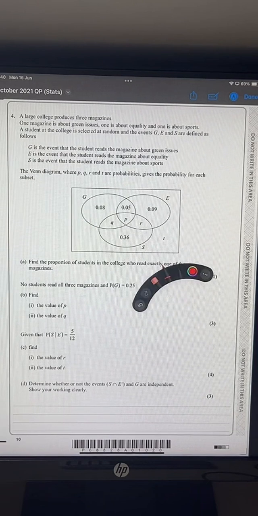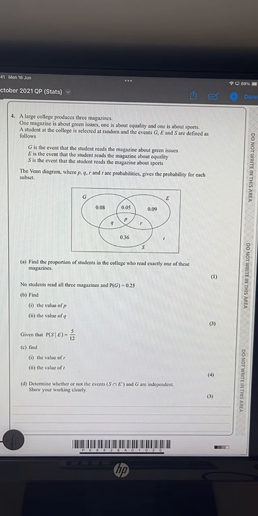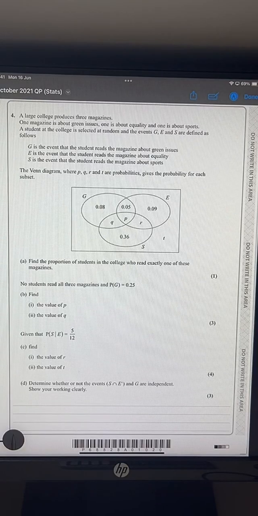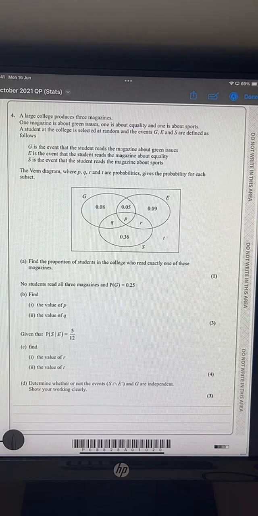Question 4. Nice Venn diagram question, because these are the easier marks on the paper in my opinion if they don't give you an obnoxious thing. So a large college produces 3 magazines. One is about green issues, one is about equality, and one about sports. A student is selected at random, and the events G and S are defined as follows. So G is green issues, E is equality, S is sports. In the Venn diagram, P, Q, R, and T are probabilities. It gives the probability for each subset.